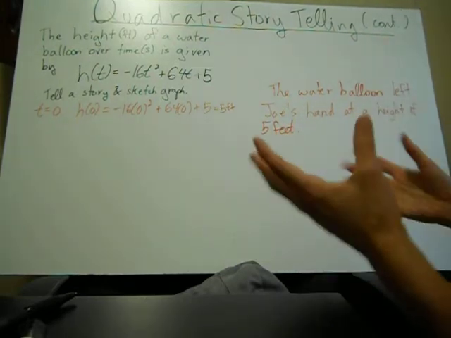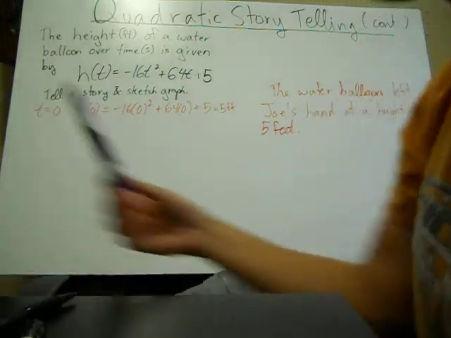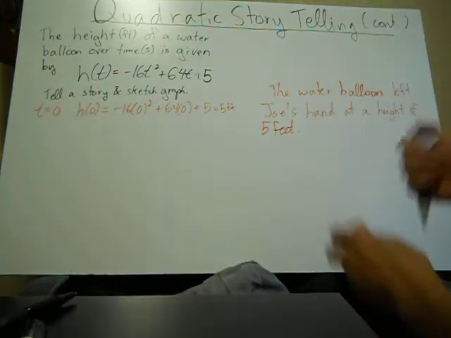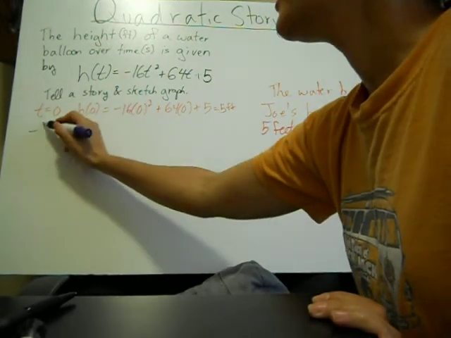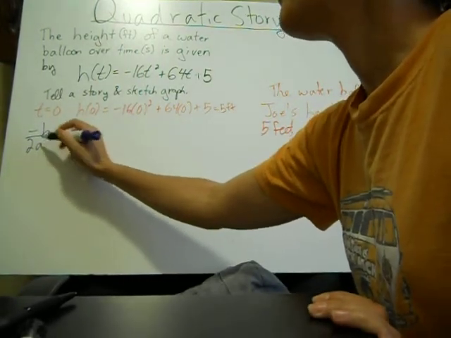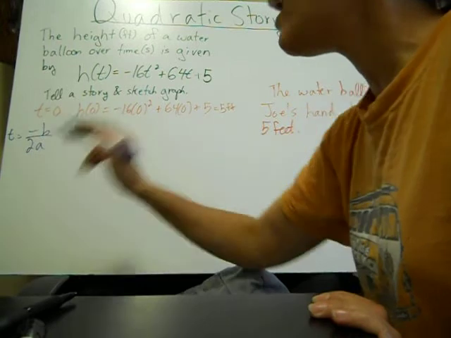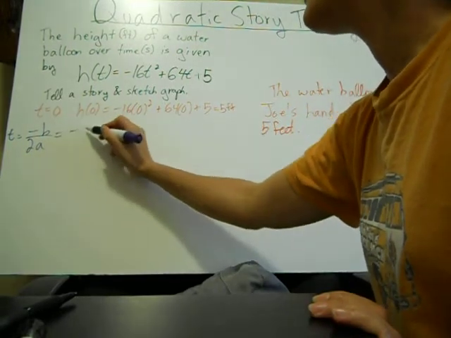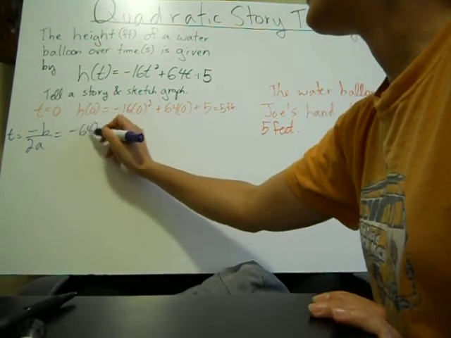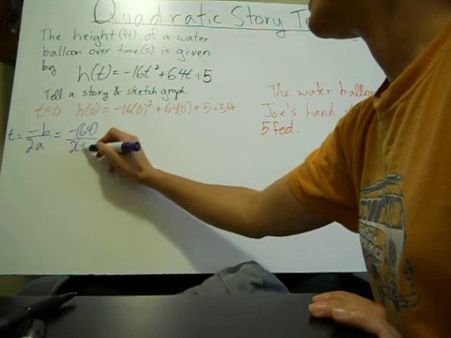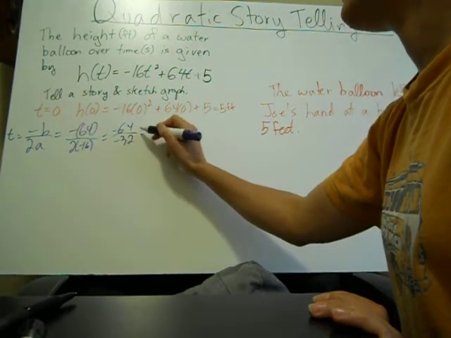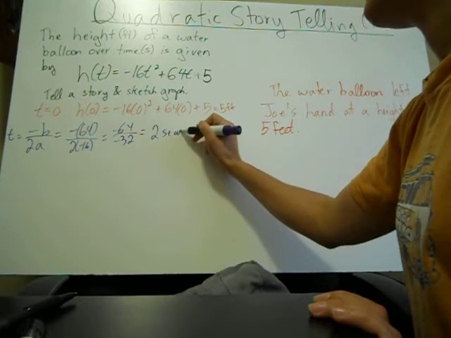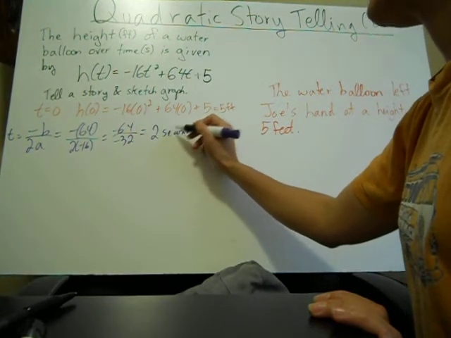Next, we're worried about the middle part. What happened after it left his hand? To find that out, we need to know the maximum height and when that happened. Negative b over 2a will give us the time that the max height occurred. That's negative 64 over 2 times negative 16. Negative 64 over negative 32 gives us positive 2. So after 2 seconds, it hits max height.